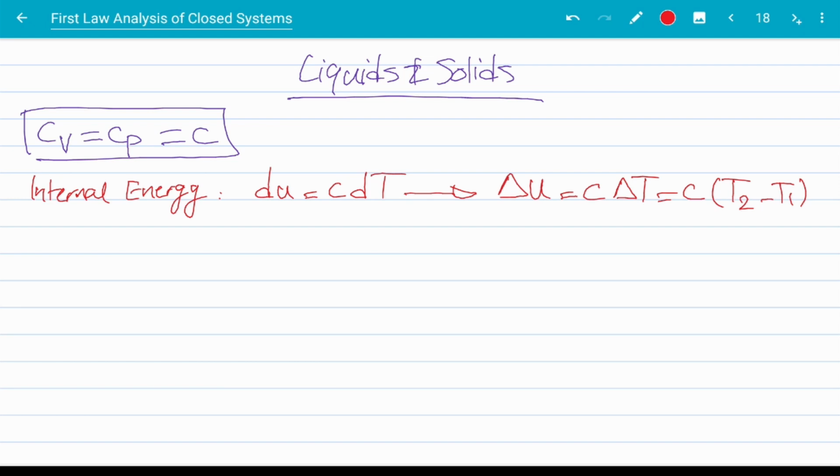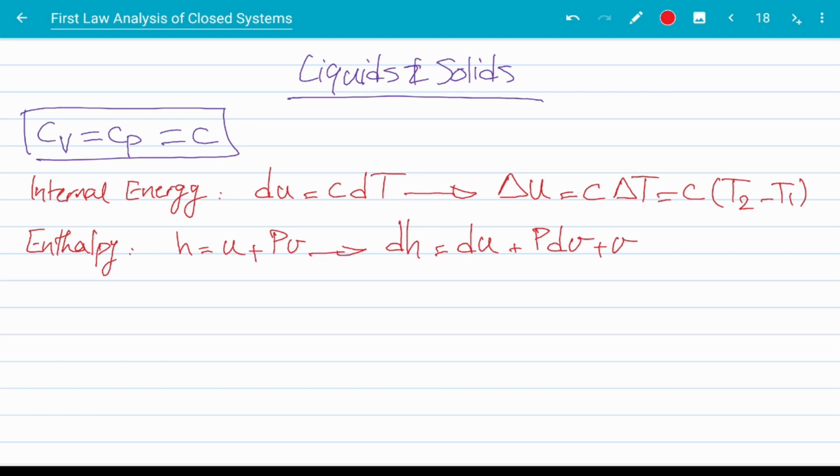Now, for enthalpy, things are a little different. The equation for enthalpy is H is equal to U plus P times specific volume. I'm going to make a derivation and use the chain rule. I get dH is dU plus P dv plus v dP. Now in solids and liquids, as I mentioned before, specific volume really doesn't change. So this term is out.